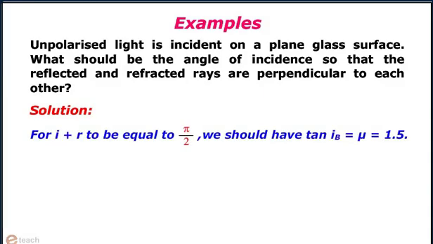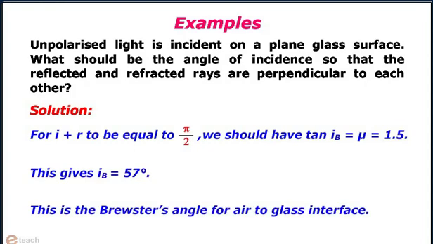For i plus r to be equal to pi by 2, we should have tan i_B equals mu, which equals 1.5. This gives i_B equals 57 degrees. This is the Brewster's angle for the air to glass interface.